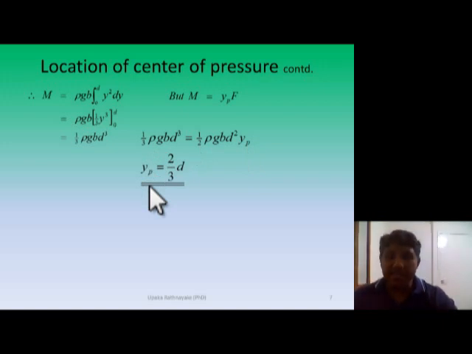Can you prove this again, guys? Yep. Now we started with triangular distribution. What is the centroid of the triangular distribution? It is 2/3 of the height from the top, isn't it? So now we have found all three important points: magnitude of the resultant force, then the direction of the resultant force, then the location or the point of action of this resultant force.